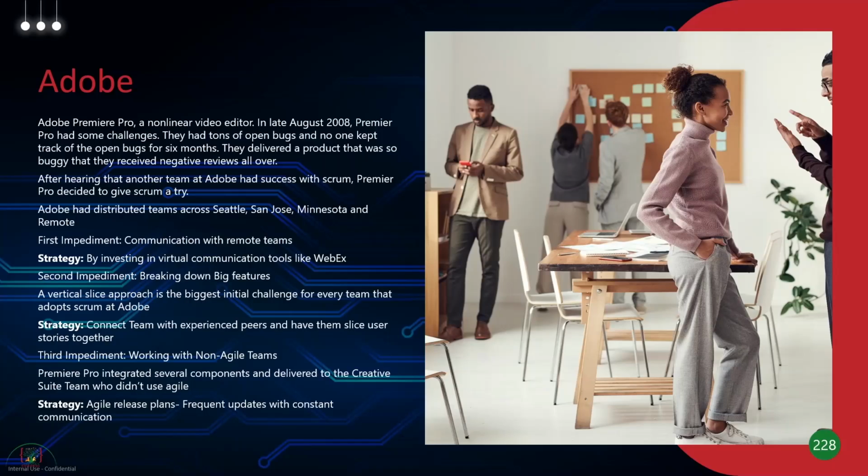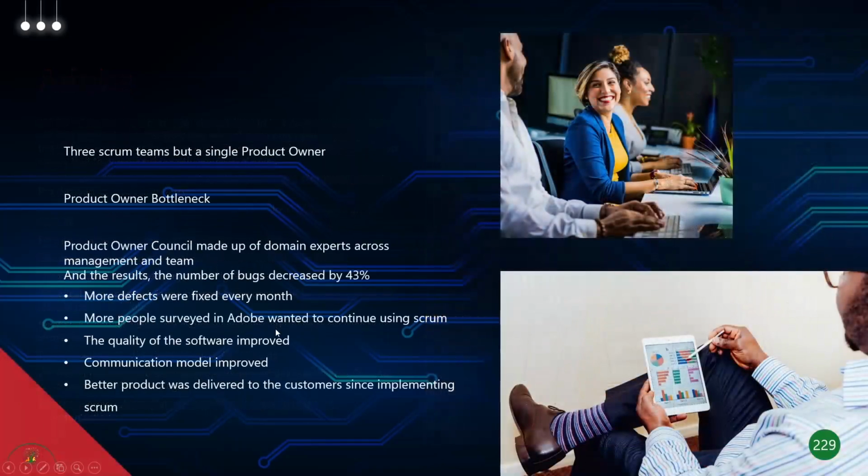So there were a lot of impediments for them, but they had a proper strategy of using good virtual communication tools. There was a lot of teamwork who sliced and diced the stories together. And they had good Scrum coaching, so they could work with non-Agile teams. So they decided to release frequently with constant communication. And they had 3 different Scrum teams. Remember this Scrum of Scrums, something like that. So they had 3 different Scrum teams, but a single product owner.